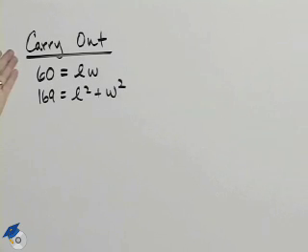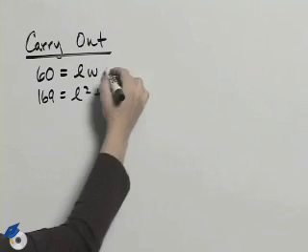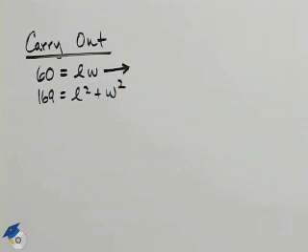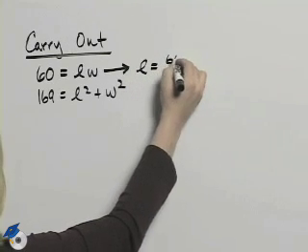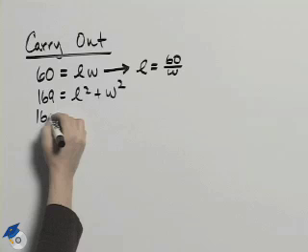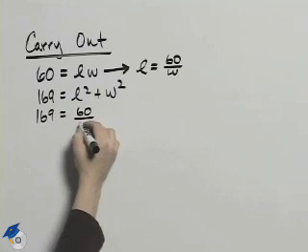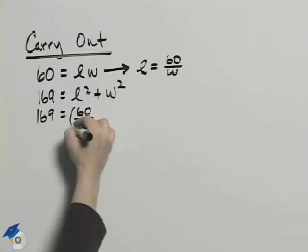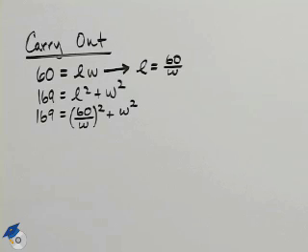Step 3 is to carry out, and so we'll use our two equations that we generated in step 2 to help us solve for length and width. The first step is to solve the first equation for L. So we'll have L is equal to 60 divided by W. Just divide both sides of the equation by W. I can then substitute that value in for L into the second equation, so I'll have 169 equals (60 divided by W) squared plus W squared.